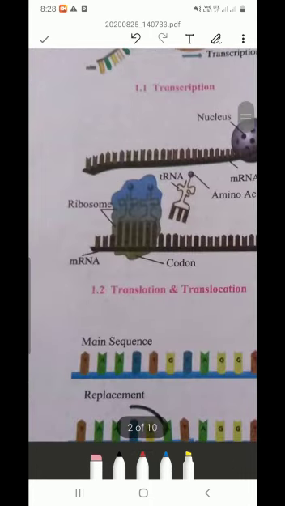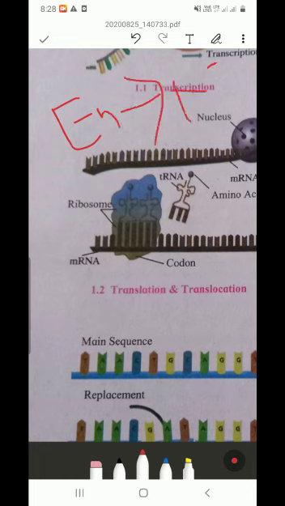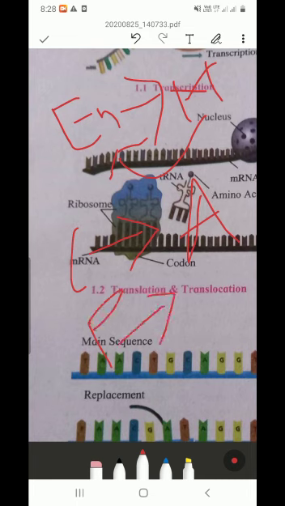When you hear the word translation, it means to translate something, like translating the English language to Marathi or Marathi to English. This is a simple translation of language. In the same manner, codes are translated to anticodes, and problems are translated to solutions. This is the translation which tRNA does. tRNA has anticodons, mRNA has codons, and tRNA translates codes to anticodes.